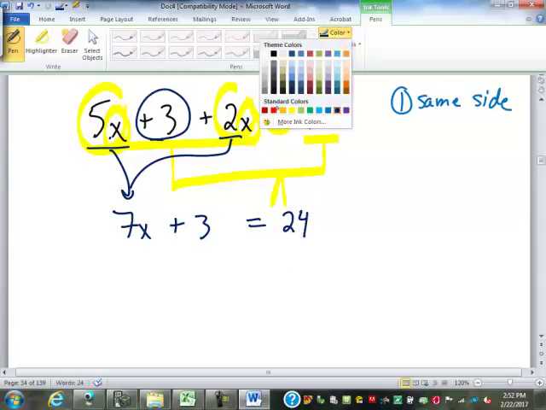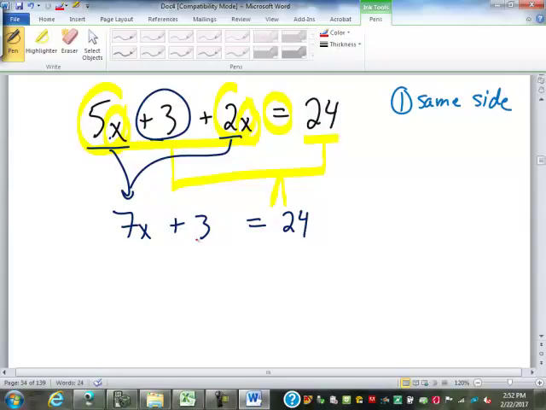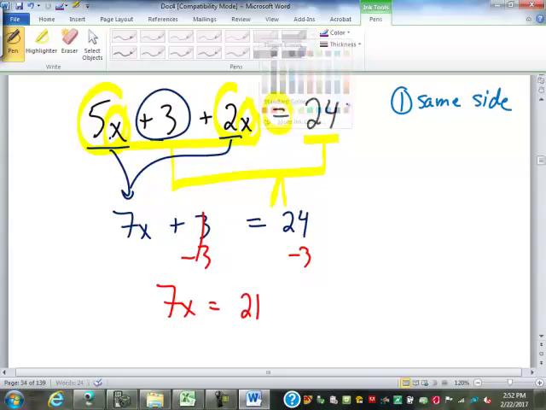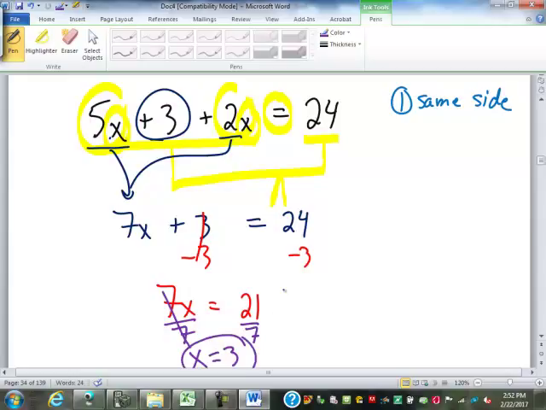And now we can go ahead and solve this like we have with any of the others. What would we do next? Subtract the 3. Perfect. So that's gone. We have 7x equals 24 minus 3 is 21. And the final step? Divide by 7. Good. 7's gone. X equals 21 divided by 7 is 3. Good. Yay. So now we've got x equals 3.